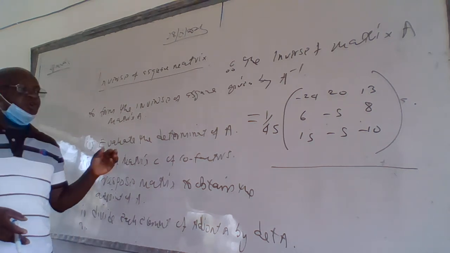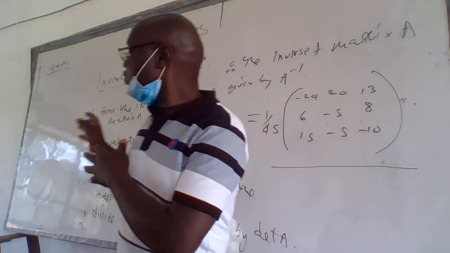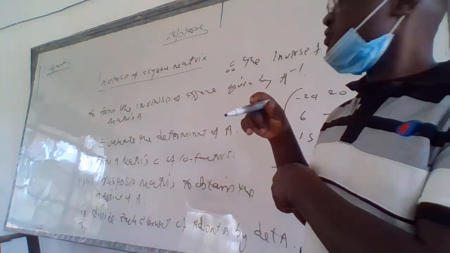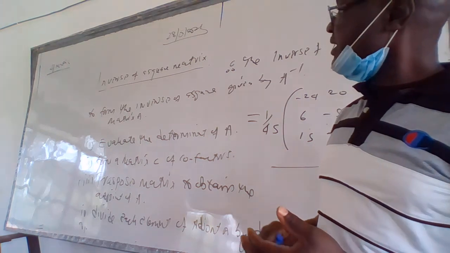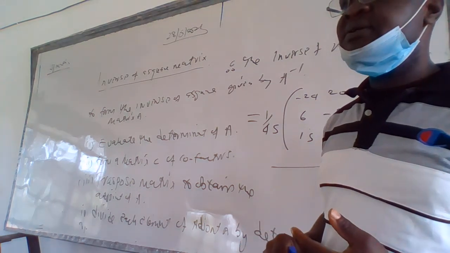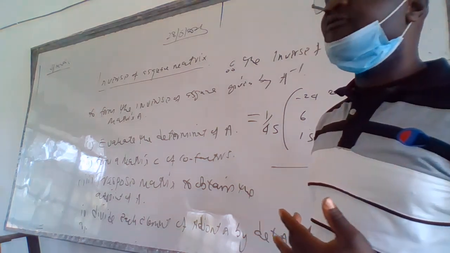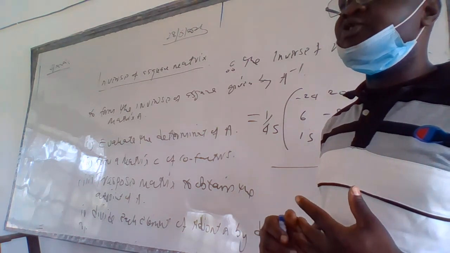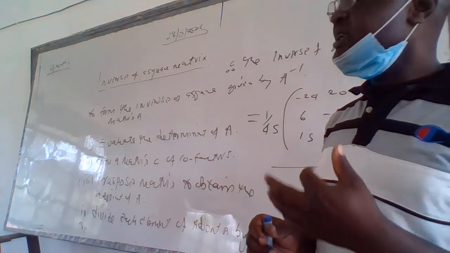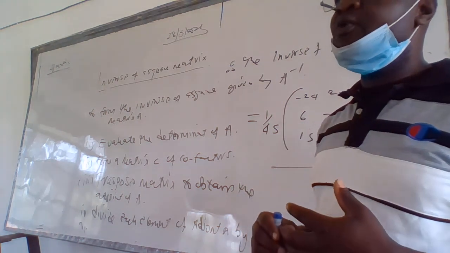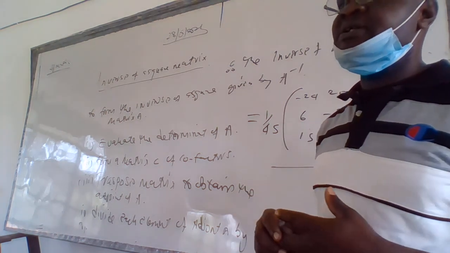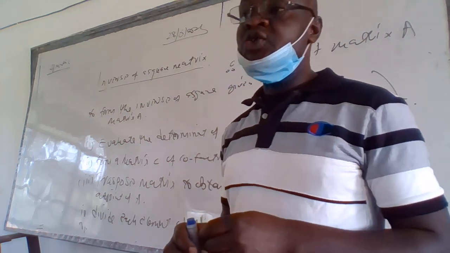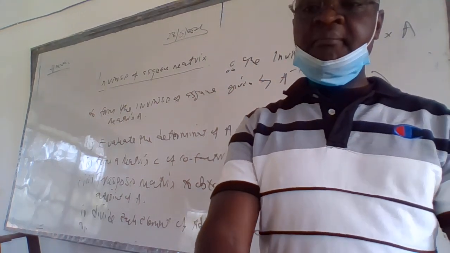That is how we can navigate through solving this kind of problem. We start by getting the determinant, form the matrix of cofactors, transpose the cofactors to get the adjoint of the matrix, then divide each element of the adjoint by the determinant, that is, multiply by 1 over the determinant, to get the inverse of a given matrix.